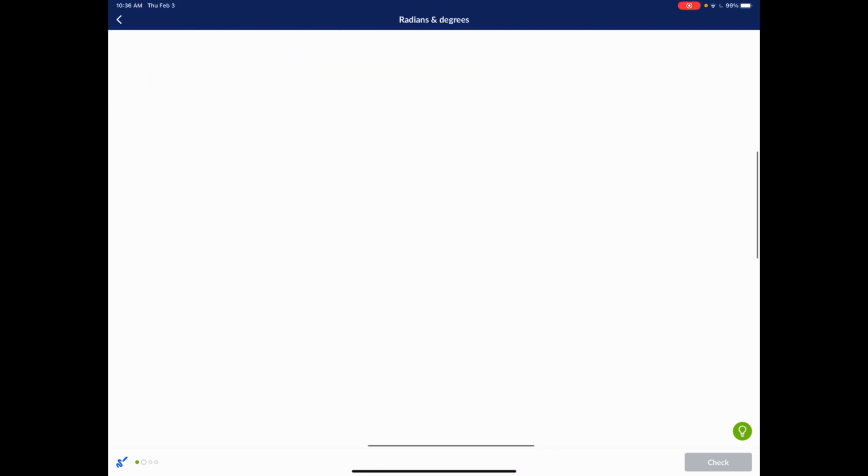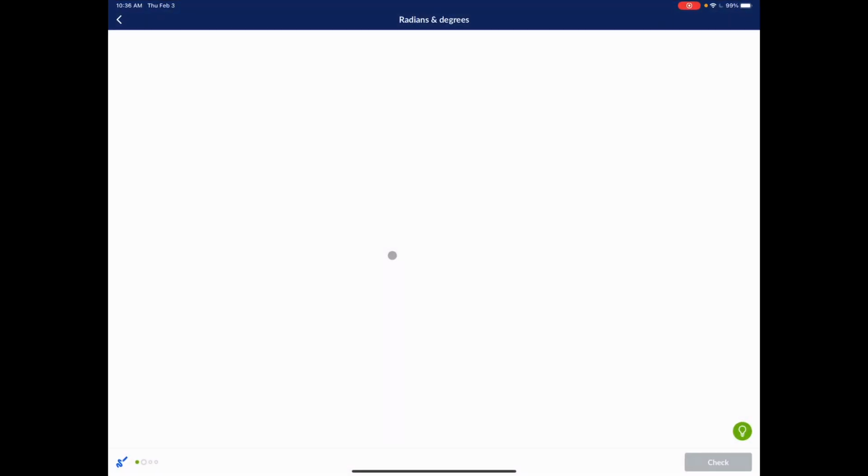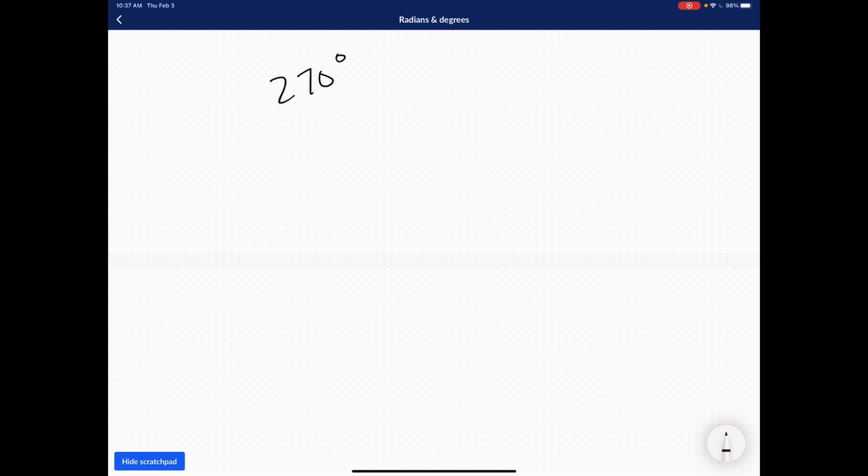But I do want to also show you guys a different method. So what we did was we were trying to find 270 degrees in radians. There is a more simple way, and I don't really like this method just because you don't have to really think mathematically to solve it, but I'll just show it to you.